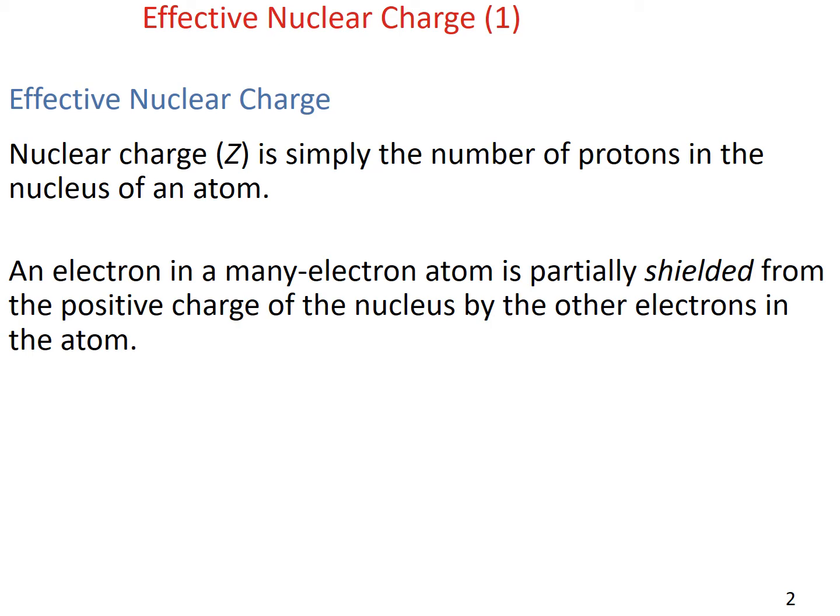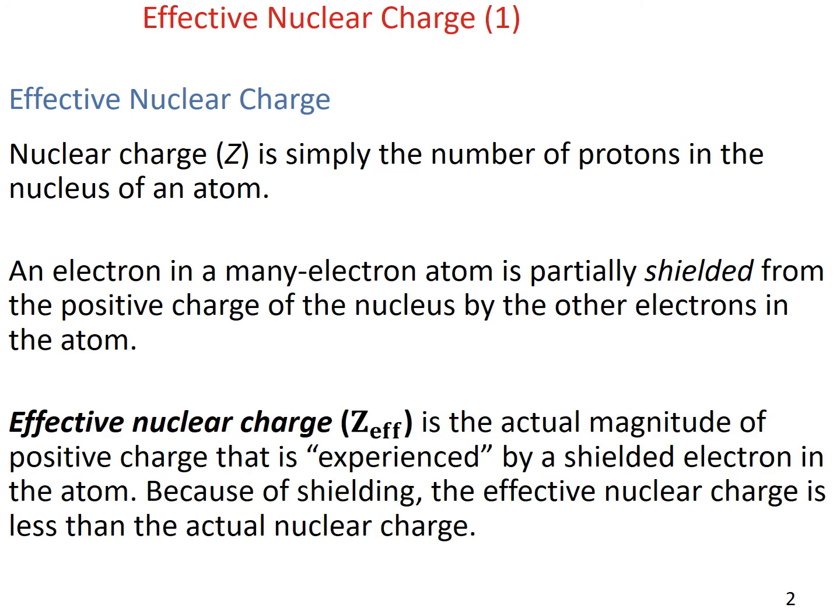We know that these electrons occupy different locations. Some are closer to the nucleus, some are farther away, based primarily on their principal quantum number. But some of these electrons will be shielding other electrons from essentially feeling that full effect. This can be accounted for in what's called the effective nuclear charge, sometimes called Z effective or written Zeff. That is the positive charge that is actually experienced by that electron in an atom. So the effective nuclear charge is actually less than the full nuclear charge because of the shielding.